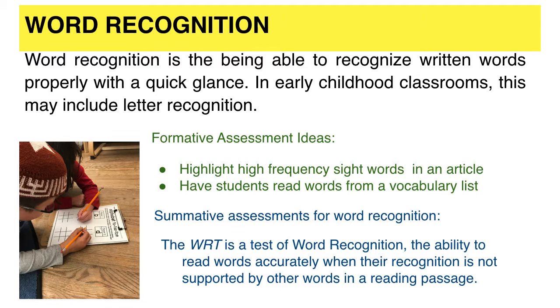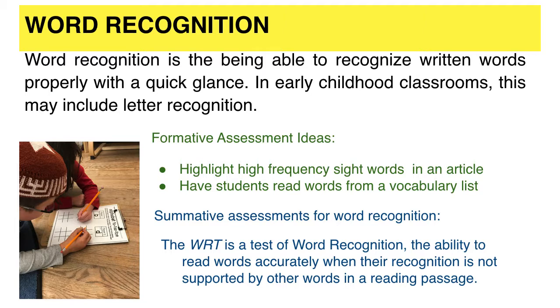There are many different kinds of assessments that we can look at for word recognition. Some might just include looking at high frequency sight words. You might want to highlight some sight words as your students read an article, or just have your students read from a vocabulary list. A summative assessment for word recognition is something like the WRT, the Word Recognition Test. Its goal is to accurately make sure your children can recognize words without having a word supported in a reading passage.